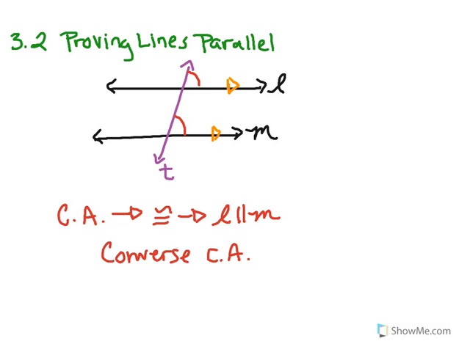So we have these converses for all 5 kinds of angles. We have the converse of alternate interior angles, we have the converse of alternate exterior angles, and so on and so forth. So let's take a look at a specific problem that's in your book and see how we can use this.